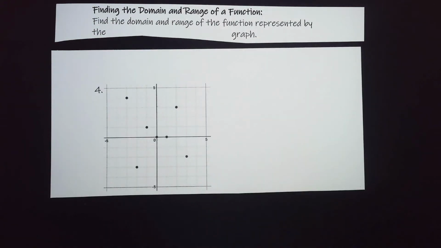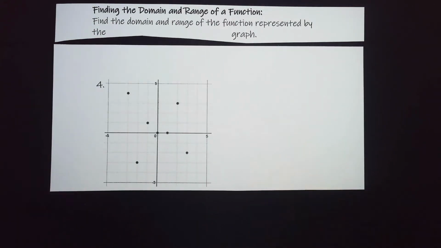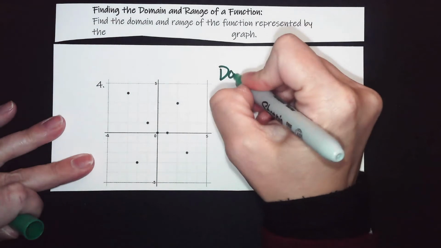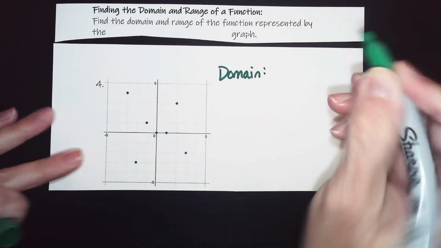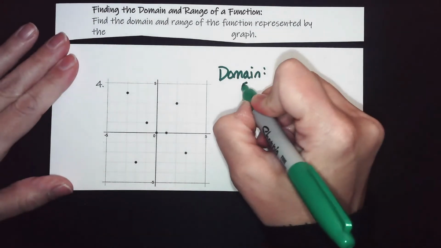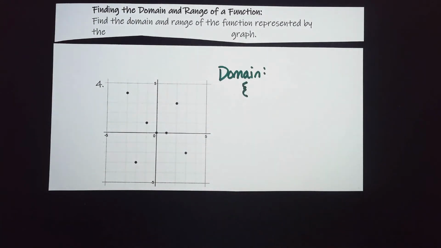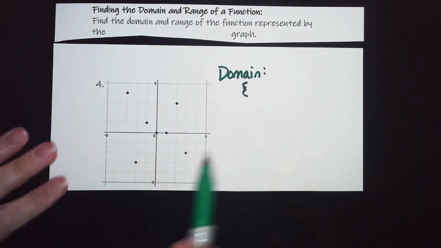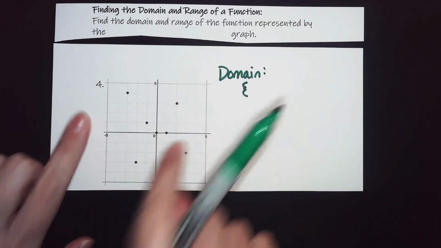Number 4 is what it looks like when it's just dots, just points on the graph. So it's not a continuous graph. Alright, our domain is going to be the set of those numbers, those x values. So it's going to start with a squiggle bracket. I don't know how I should say that. And we always start reading it from left to right, like we're reading a book.